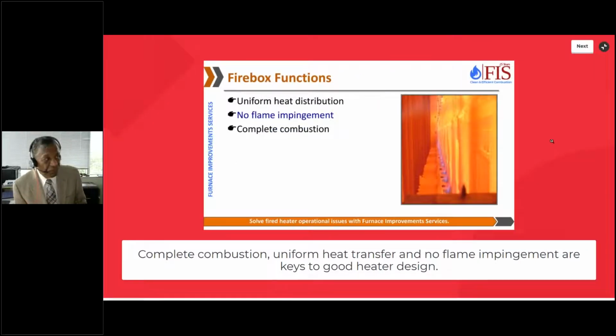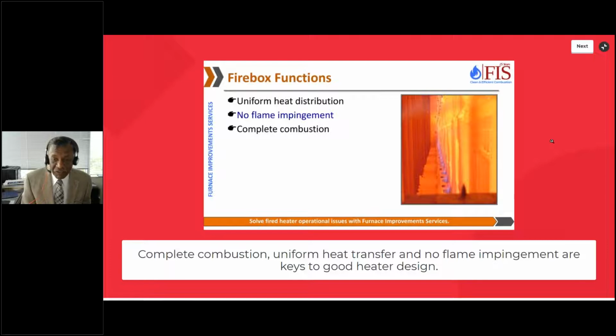So Firebox has three major functions. Uniform heat distribution. You want all the tubes to be heated uniformly. It is easier said than done, and that is why we have so many problems in the fired heaters today. No flame impingement. So that is also one of the important parameters. Complete combustion. And some of these last two things have been amplified because of the use of low NOx burners.